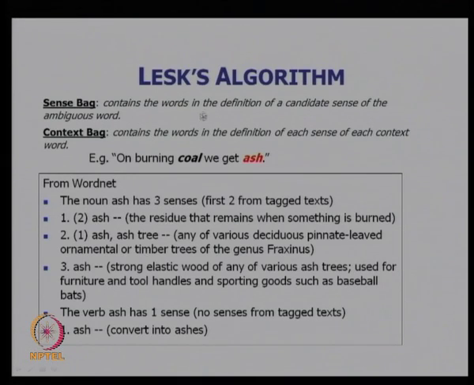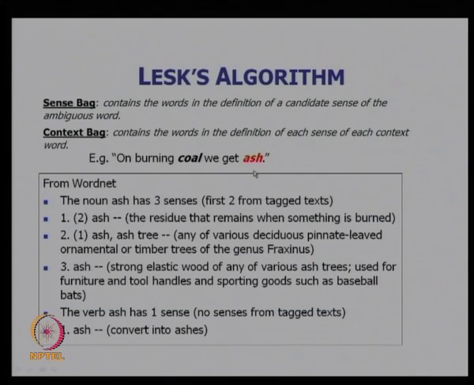Now, an example was discussed last time. We are repeating this now. The sentence which is given is, on burning coal we get ash. So, here the word to be disambiguated is ash. This is shown in red. The contextual clues are the words burn and coal. Now, the sense bag contains the words in the definition of a candidate sense of the ambiguous word, and the context bag contains the words in the definition of each sense of each context word.